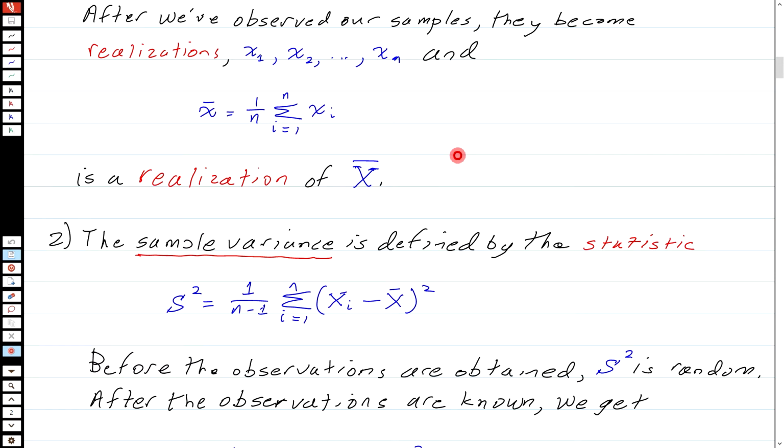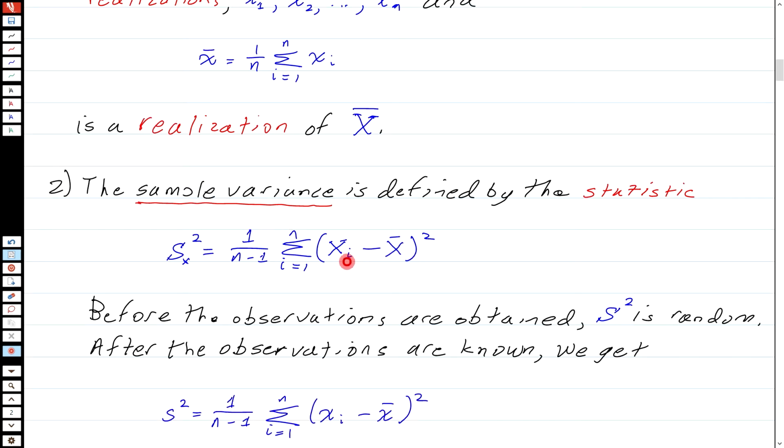Sample variance is another statistic that we're going to talk about. Usually I'll subscript the sample variance with the thing that it's governing. So this is s of x squared, the variance of x, basically 1 over n minus 1, the sum from i equals 1 to n of xi minus x bar, quantity squared. And again, if we haven't yet taken our observations, these x's are random, and that means the s is also random, so we can talk about the distribution of this.